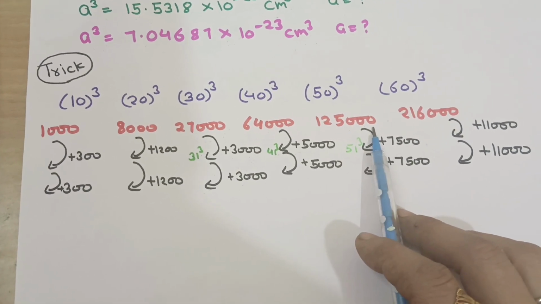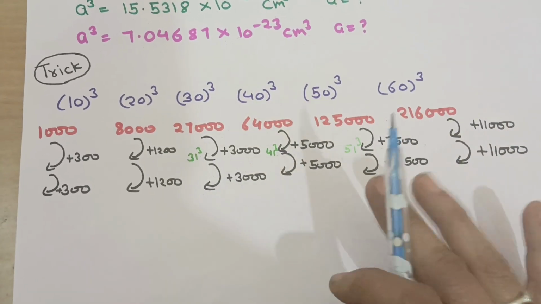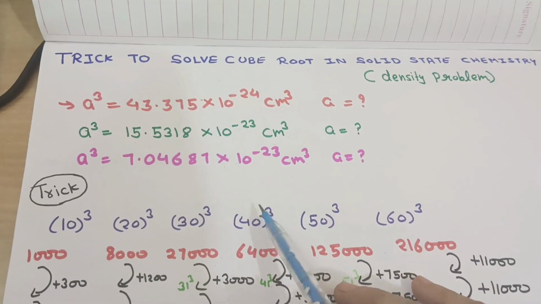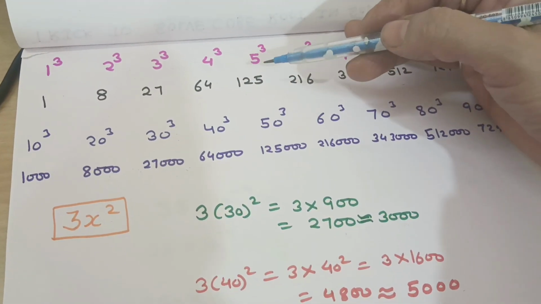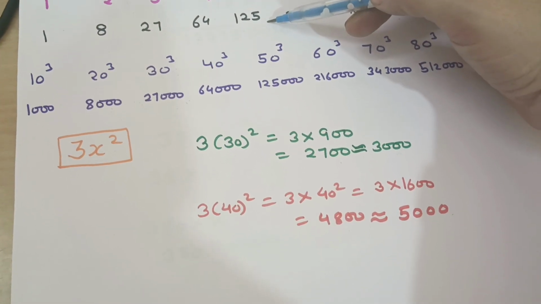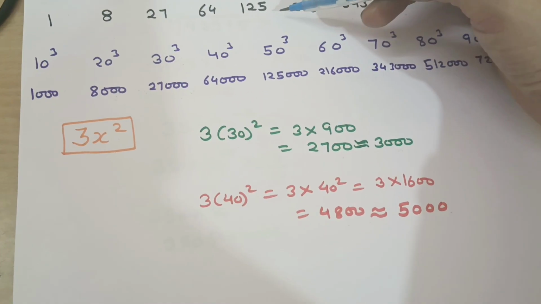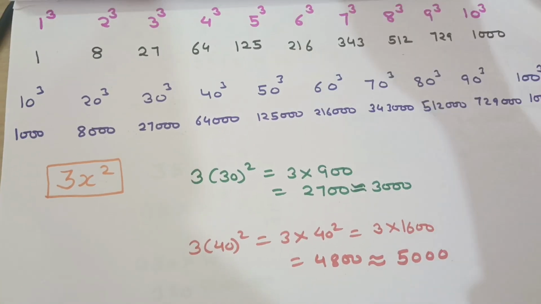For example, 51 cube, we want. 1,25,000 is the value of 50 cube. How can you easily find 50 cube? If you remember, 5 cube is 125. After that, you should put three zeros. Next number.